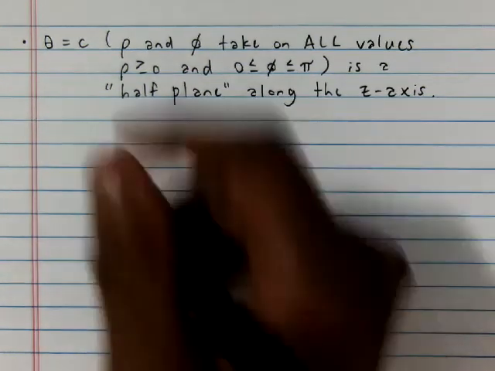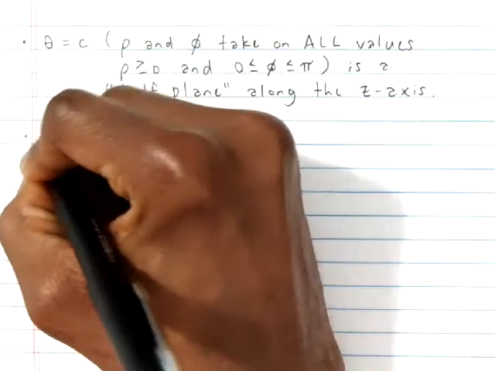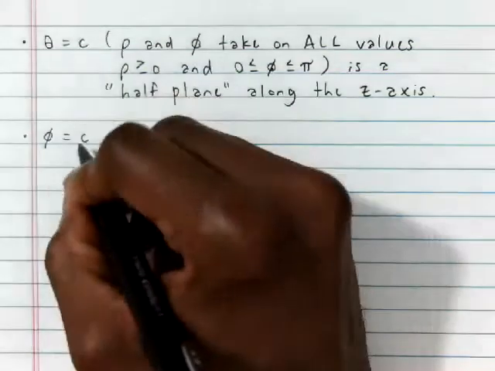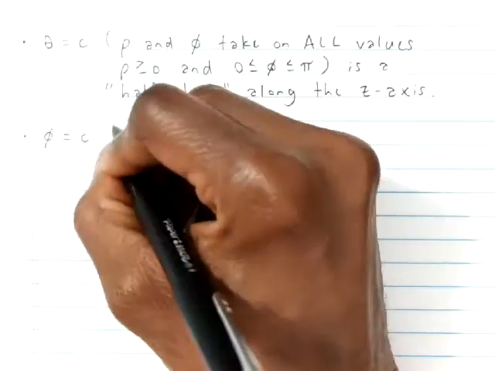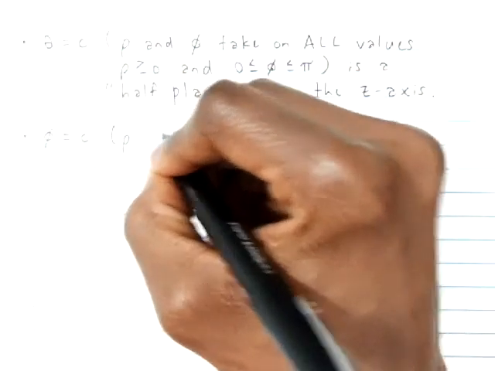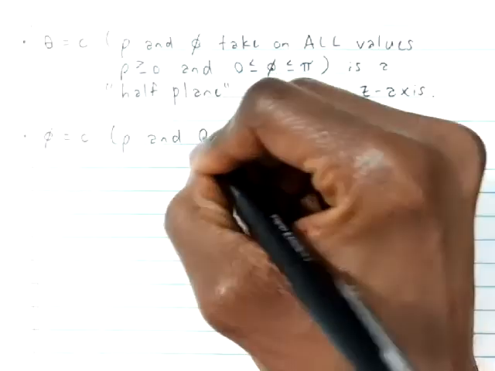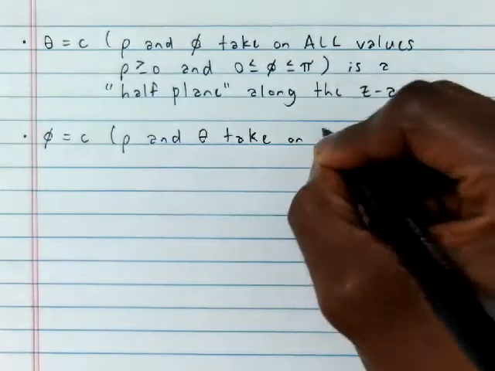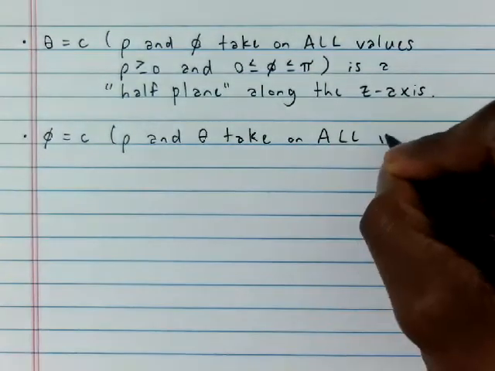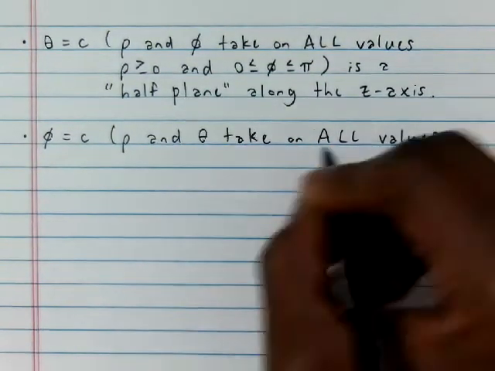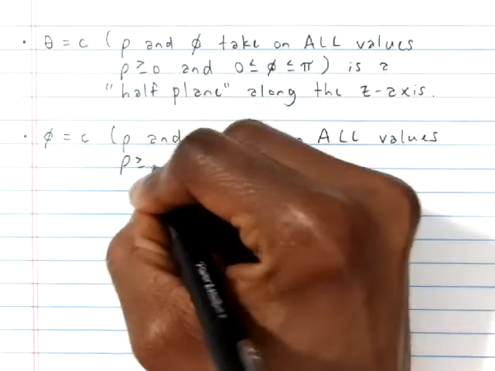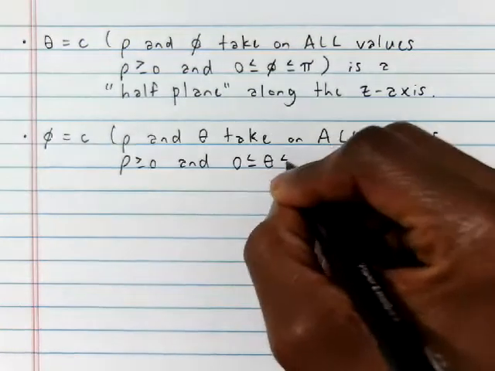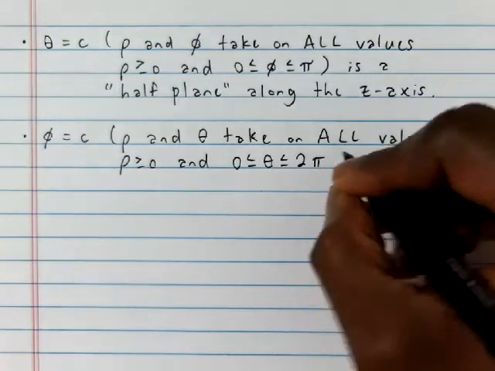Next, we talk about when phi is equal to some constant c. Because rho and theta don't appear, rho and theta take on all values, where rho is greater than or equal to 0, and theta is everything between 0 and 2 pi.